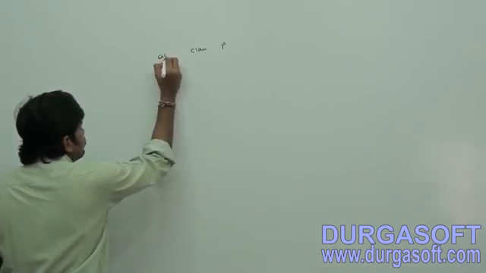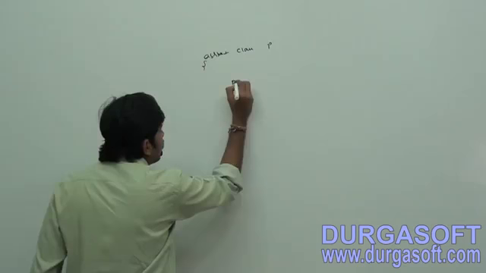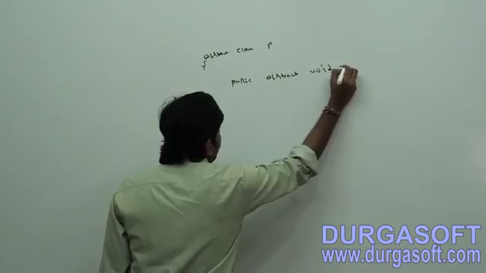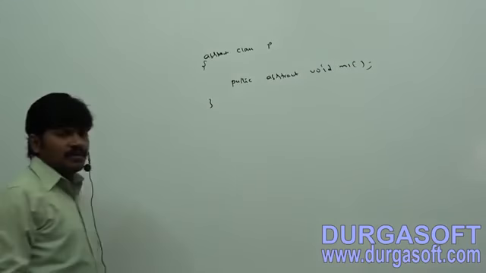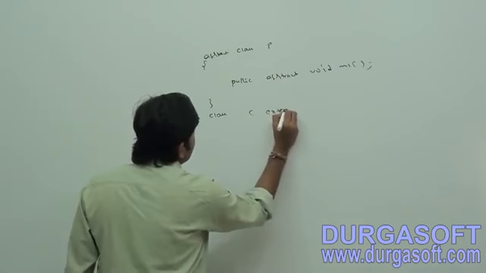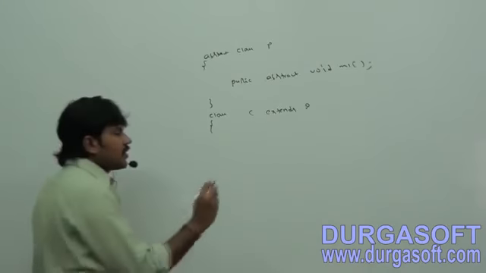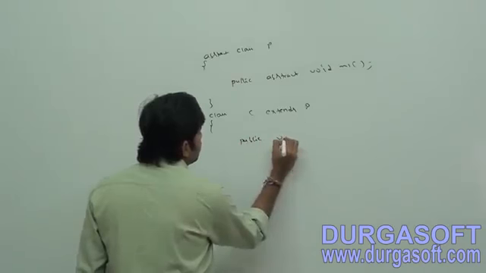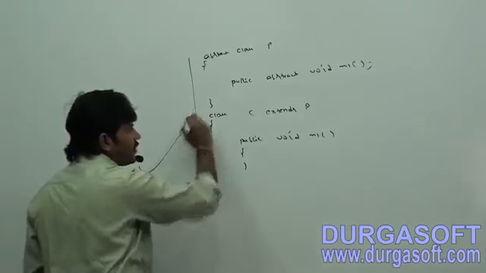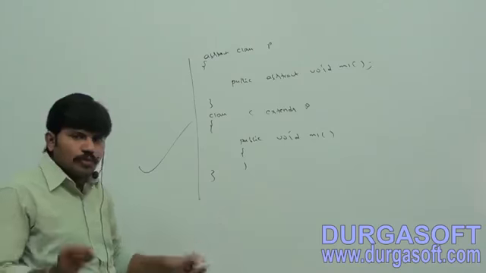Sir, I have one abstract class P. Here I have one abstract method, public abstract void M1. Now I am taking class C extends P. Parent class abstract method compulsory we should override in the child class to provide implementation, right? So public void M1 with curly braces open and close. Are you getting valid or not? Yes, an abstract method we can override as a non-abstract to provide implementation, right?